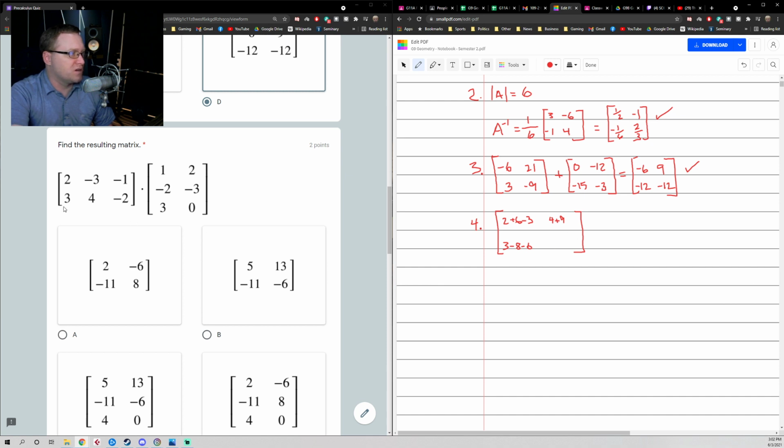Second row, second column. So 3 times 2 is 6. 4 times -3 is -12. And then -2 times 0 is 0. So that's it. All right, so now we can just add all those numbers together. And we're going to get 2 plus 6 is 8 minus 3 is 5. So we have a 5 here.